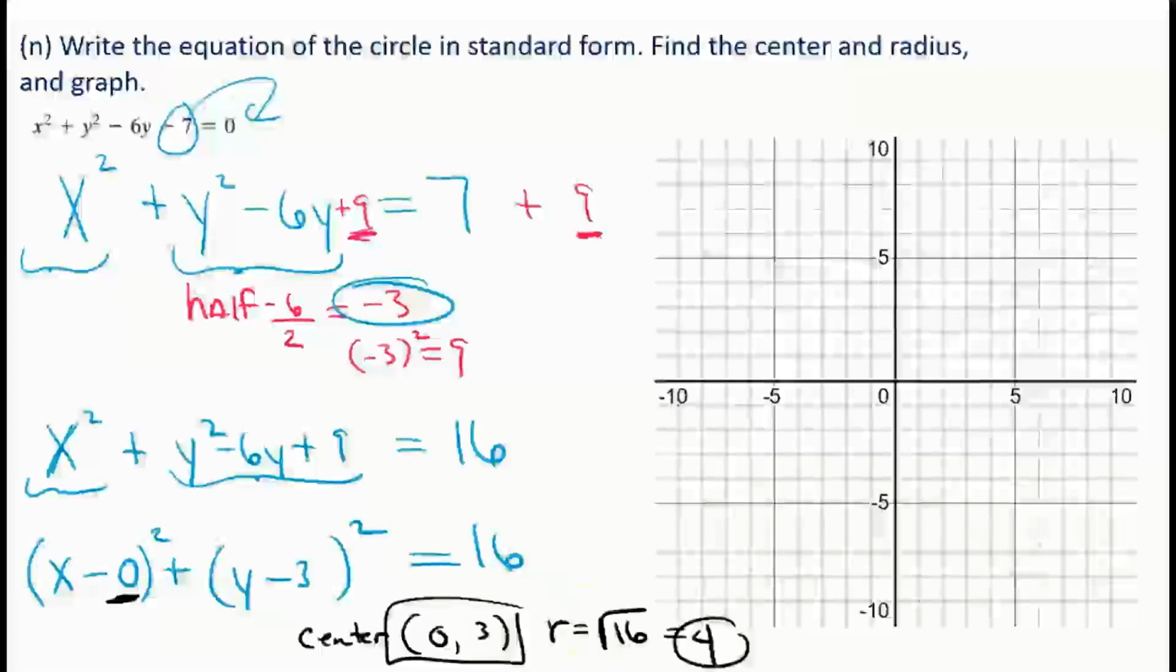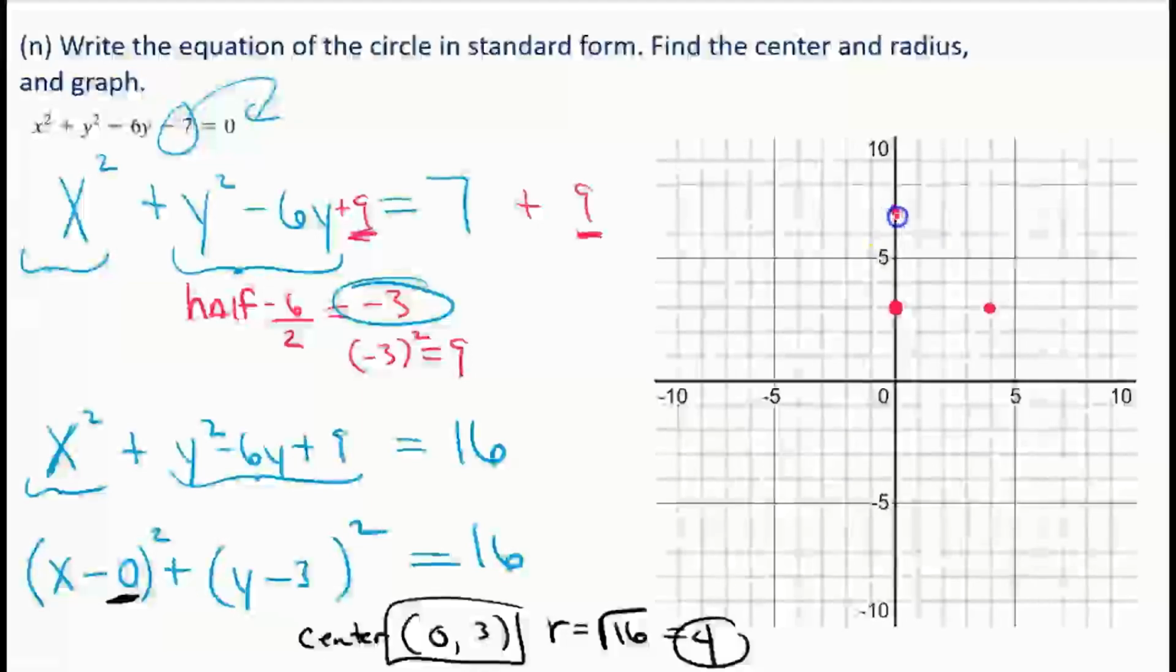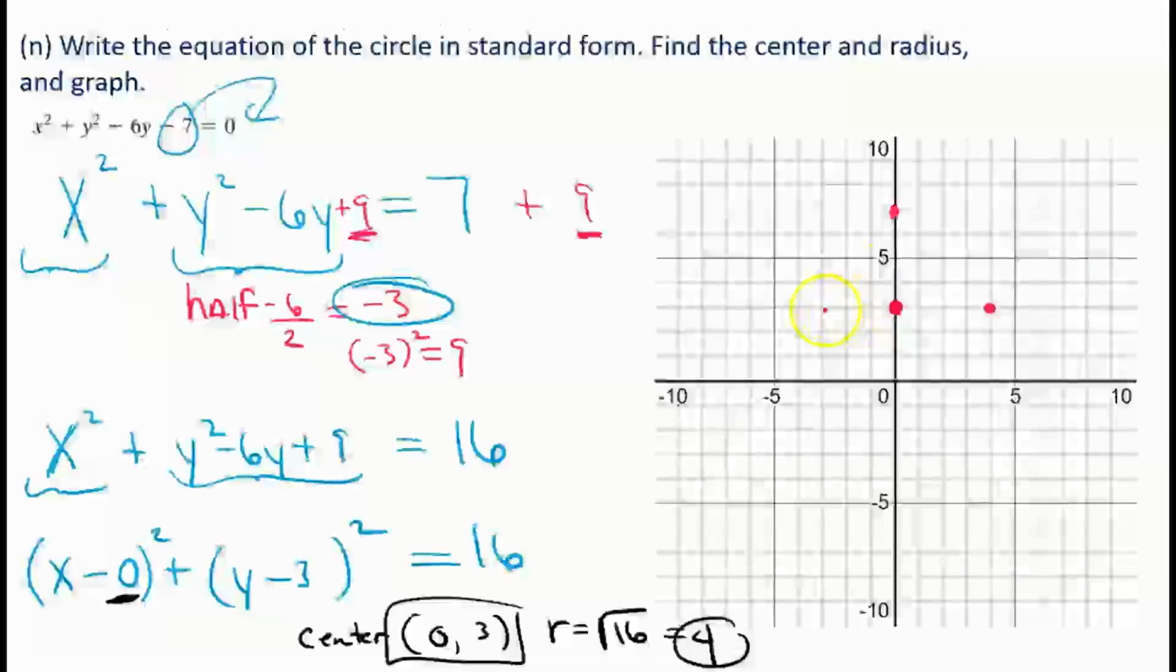When I go plot and graph it, I go to 0, 3 first. So that's right here. That's my center. And then I count out 4 in each direction: left, right, up, and down. You can't count 4 in a diagonal because the diagonal is not 1 unit long. It's longer. So count to the right 4. Don't count where you are. 1, 2, 3, 4. Count up 4. 1, 2, 3, 4. That takes us to 7. Count left 4. 1, 2, 3, 4. That takes us to negative 4. And then count down 4. 1, 2, 3, 4. That takes us to negative 1. And then just do the best you can, if you're doing this on paper, to sketch out a circular shape.